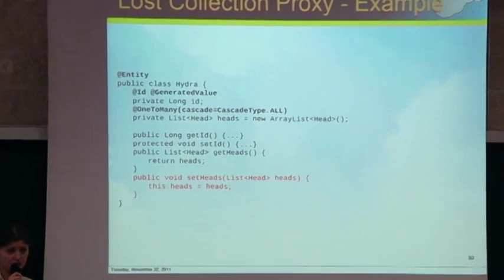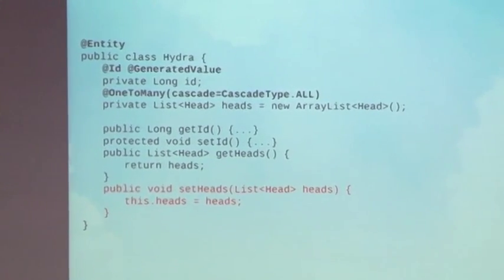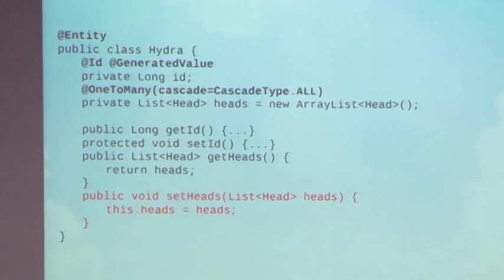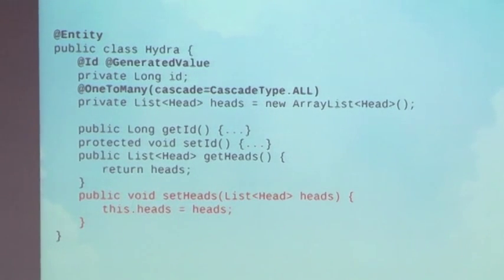but we can take a look at a much simpler case, which happens very often in real-world applications. Then we expose a setter, and this setter can change the collection. So even though the elements in the collection are the same, Hibernate decides to change the whole collection in the database.